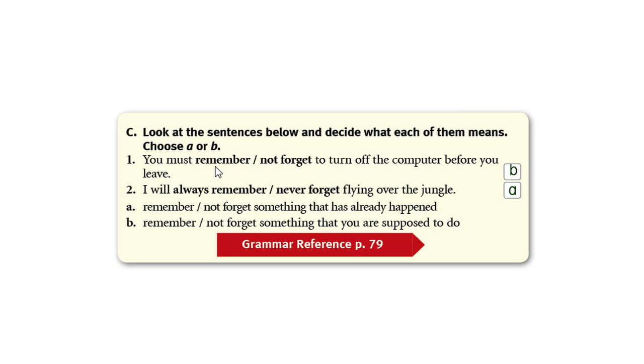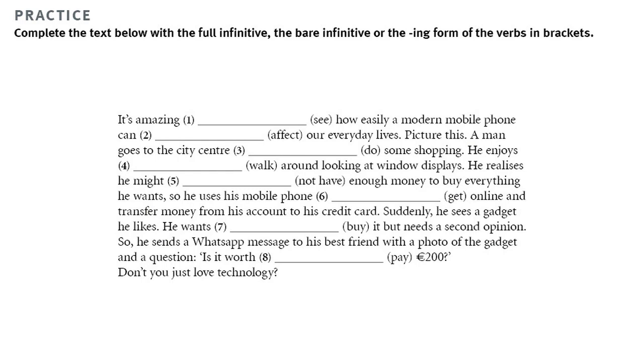Practice. Complete the text below with the full infinitive, to plus the verb, or the bare infinitive, the verb without to, or the ing form of the verbs in brackets. Answers. It's amazing to see how easily a modern mobile phone can affect our everyday lives.